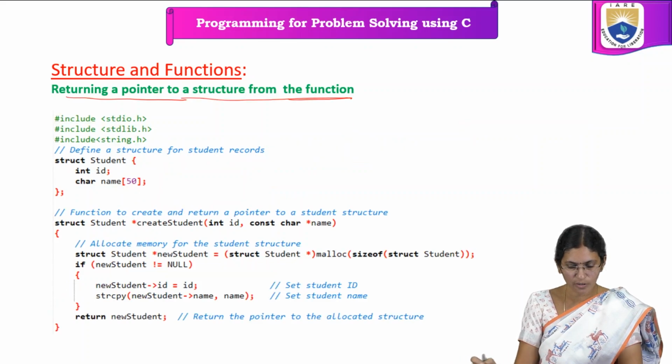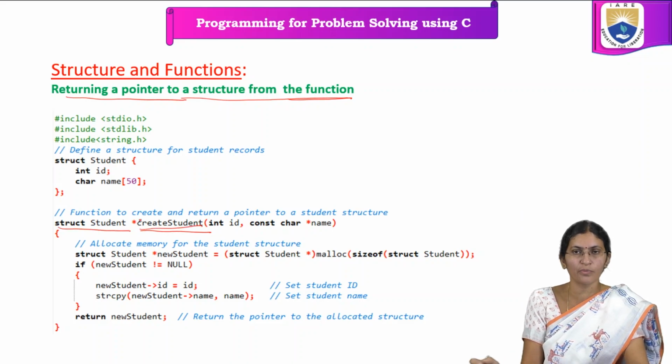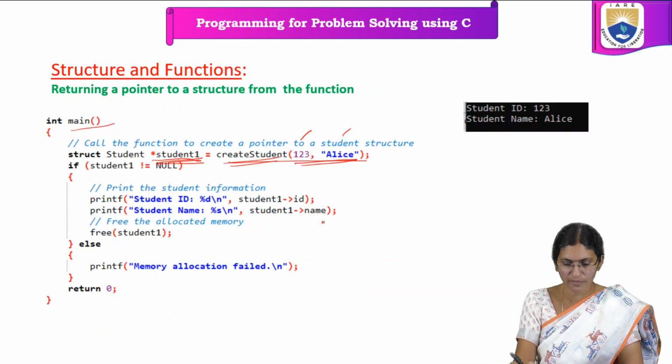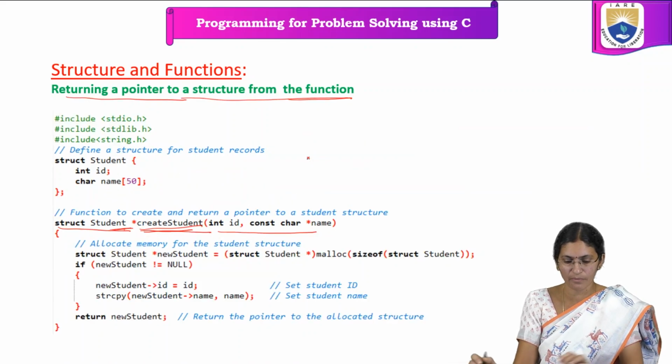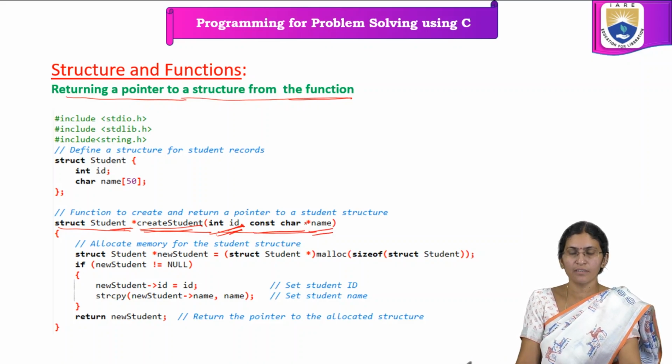Correspondingly, in order to receive this, we have defined a function here. This is the function name, and the return type of this function is struct student star. That means this function will return a pointer. These are the parameters which are passed here. In order to receive these parameters, we have defined the data types. ID is a variable which belongs to integer type, and name is a variable which belongs to character pointer.